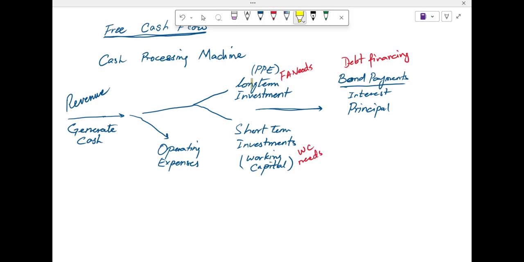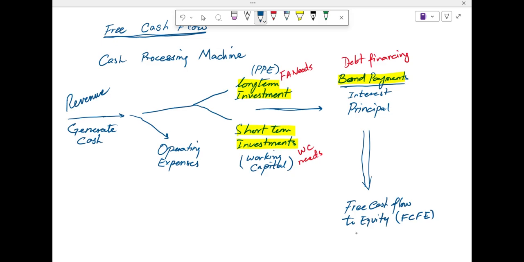So after paying for the long-term investments, short-term investments, and for the debt financing, whatever is left over is called the free cash flow to equity, which is FCFE. And this is left for investors.